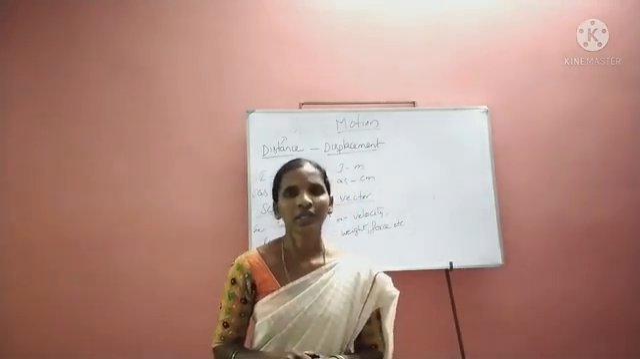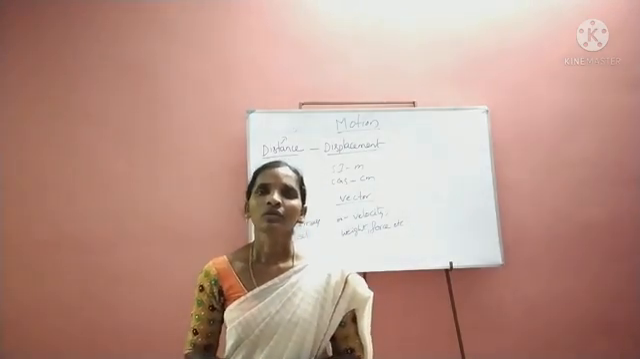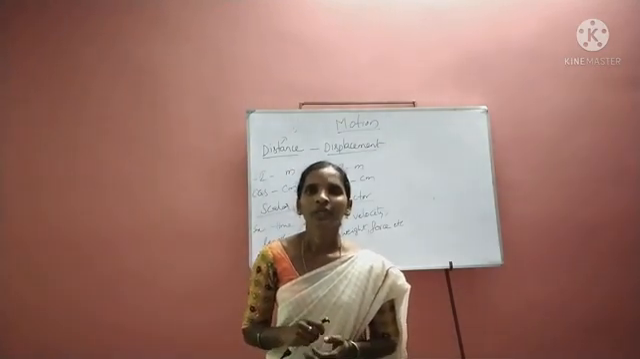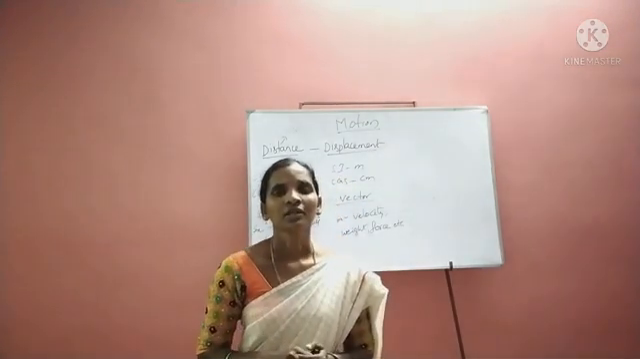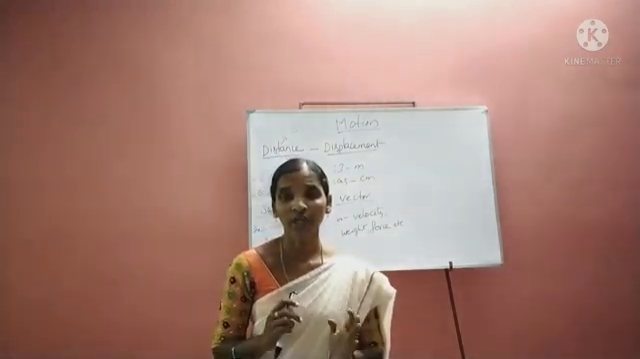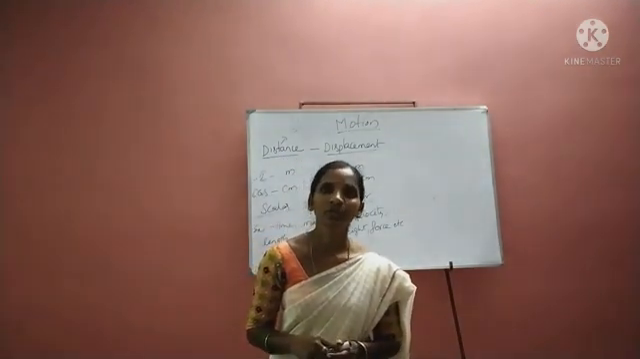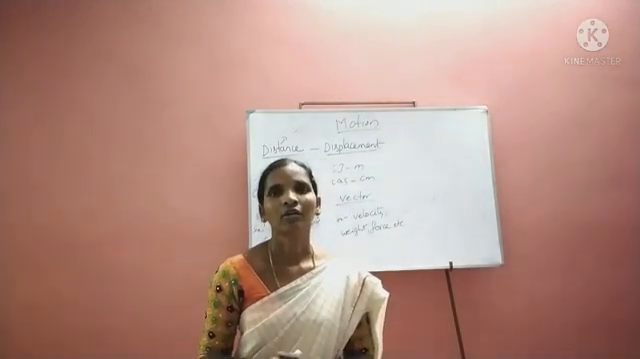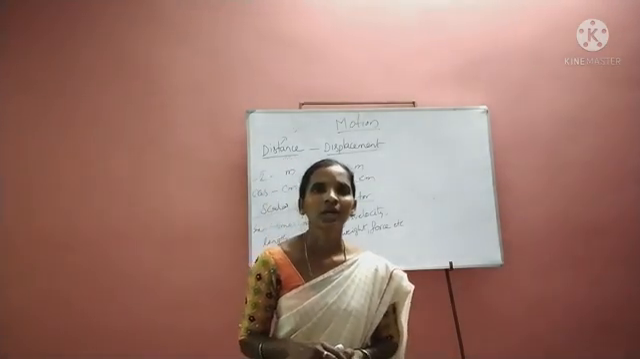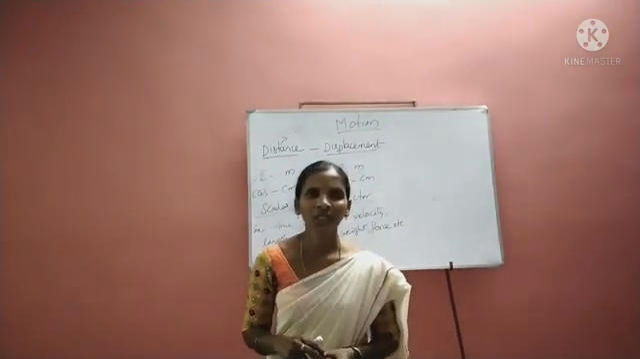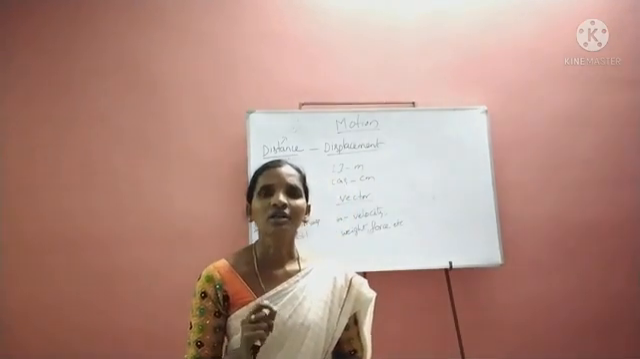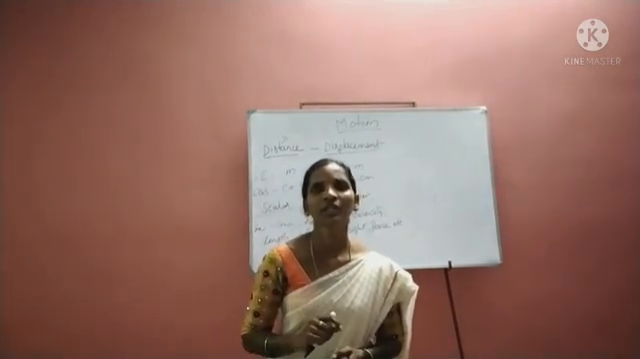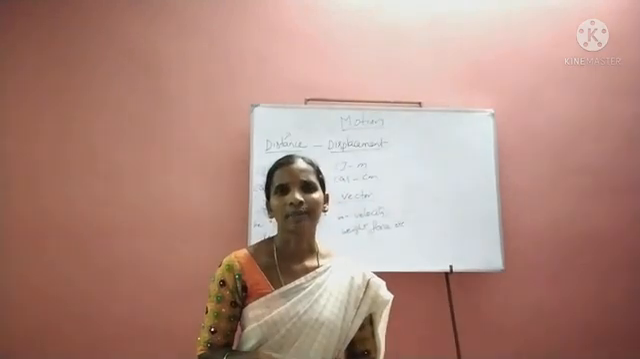Next, scalar and vector. What is scalar and vector? Some quantities are specified with magnitude as well as direction. That is the vector. The physical quantity which does not require any direction for its specification is called scalar.